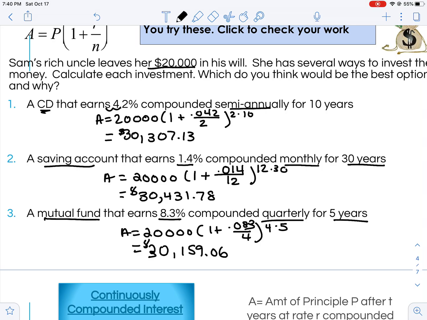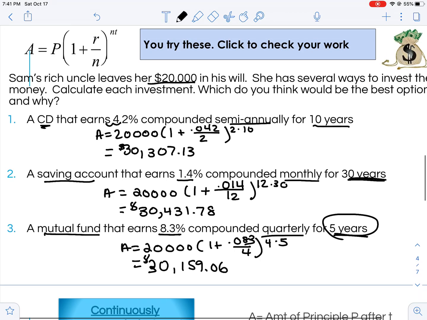So the question becomes, what do you think is the best option? There's not really a right or wrong answer here. They all are pretty similar. I guess one of the big differences, though, is the time frame. Like the first one, you have to wait 10 years. The second one, you have to wait 30. But this one, you only have to wait 5 years. Again, there's no real right or wrong answer, but I would probably pick the mutual fund because I'm going to make about the same amount of money, but it's only going to take me 5 years to do that.